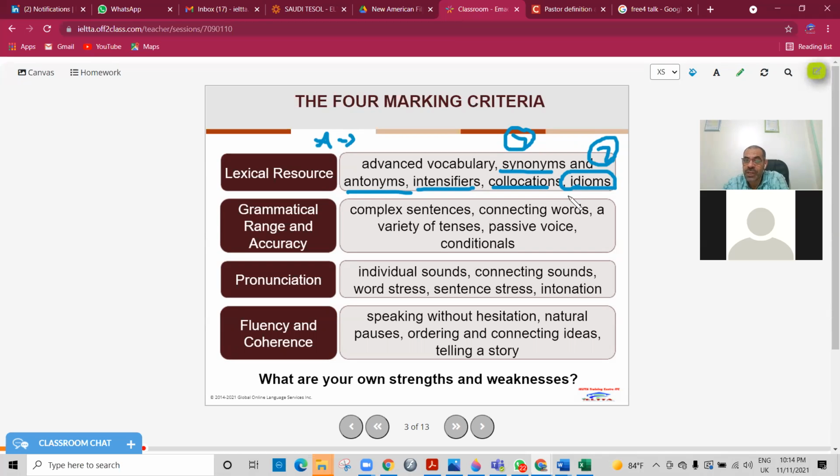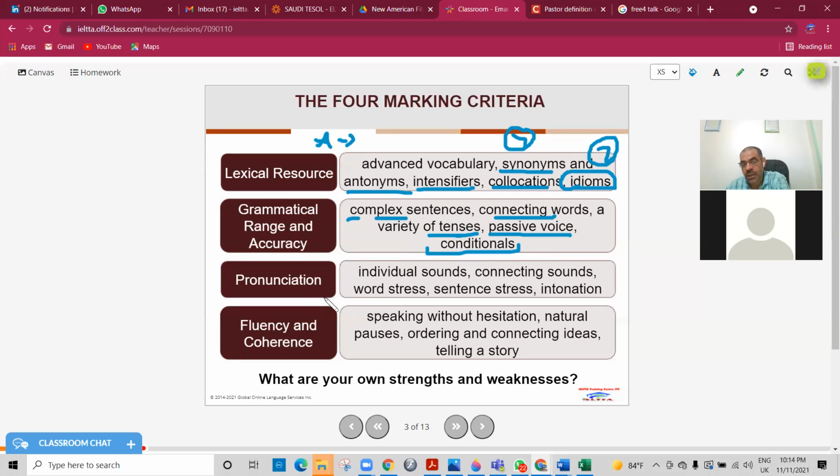Grammatical range and accuracy. Don't overuse simple sentences. Use simple sentences when it is appropriate, but you should use a variety of sentences. You should use complex sentences. You should use connecting words and a variety of tenses. Remember to use the passive voice and conditionals.